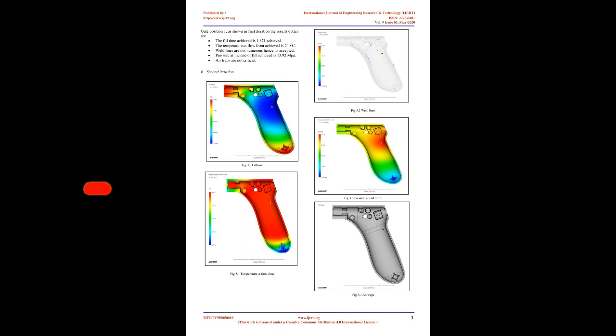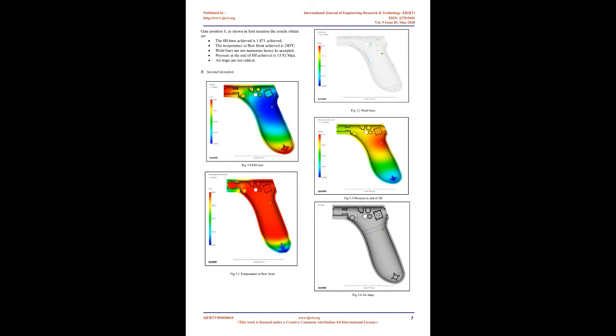Weld lines. Weld lines are created when two flow fronts meet. A weld line indicates weakness in the structure. Iteration. These iterations are made to find the optimum gate location to produce a defect-free and good quality product.